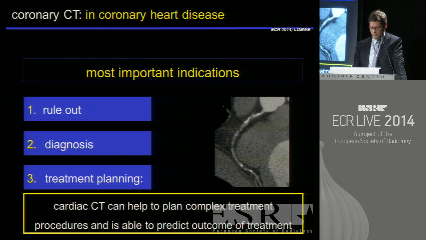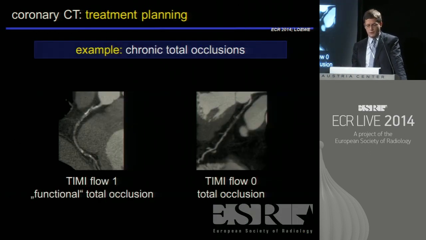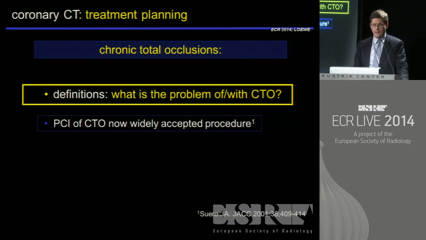So even in some patients, even after coronary cath, it can be helpful to have additional image information. So cardiac CT can help to plan complex treatment procedures. For example, chronic total occlusion, so that means chronically occluded coronary arteries. It's a complex intervention in the cath lab, and it could be helpful to get additional information, and I will show you why.